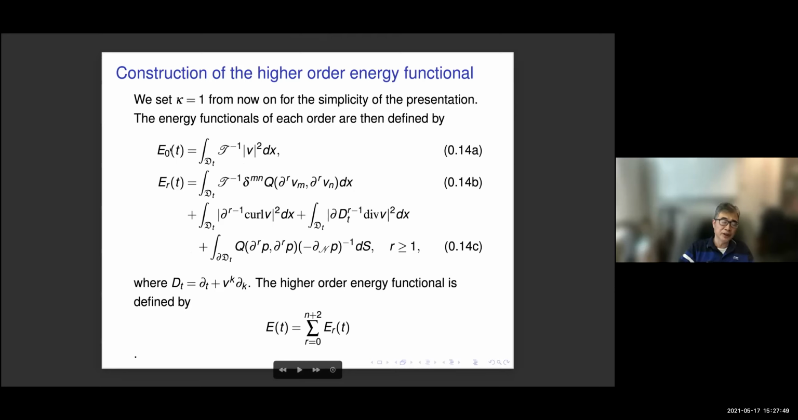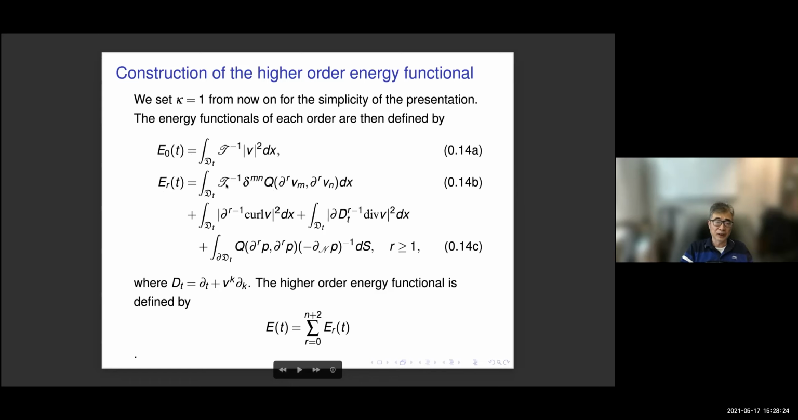Energy functional, of course, E0 is something like a kinetic energy. But the problem is that this E0 is not conserved. So the higher order energy functional is given by this. Here T is the temperature. Here Q is a quadratic form, and here we use the Einstein summation convention. What is Q here? But before we talk about Q, we look at this energy functional.